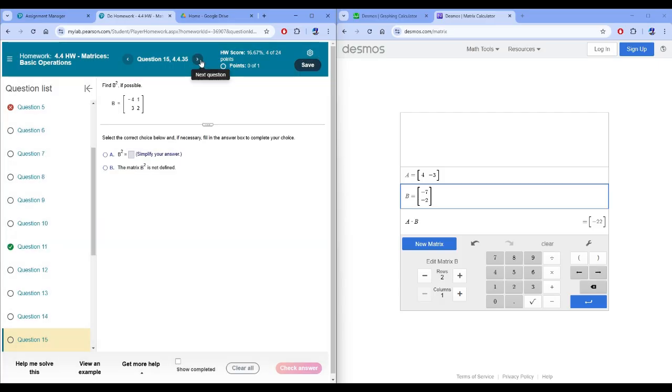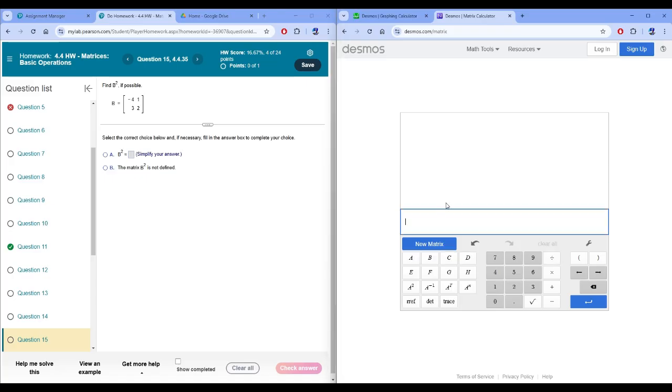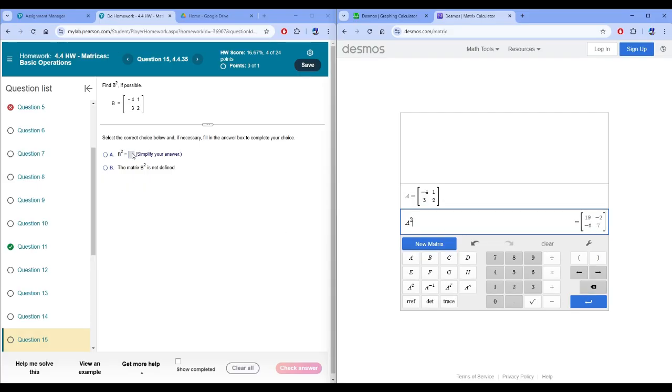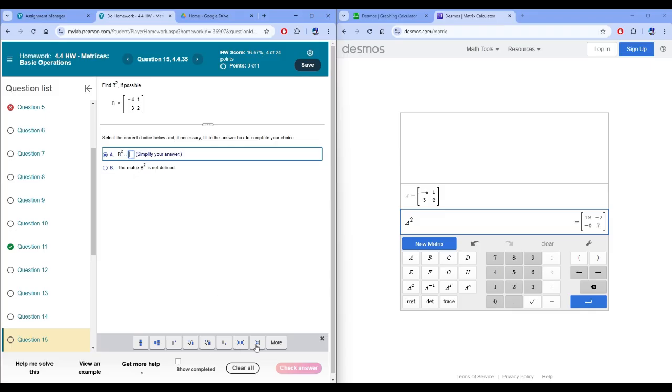Same exact. Oh, this one's b squared. I like that. Let's clear. So here, if I do a new matrix and it's a 2 by 2, so negative 4, 1, 3, 2, and then enter, what is A squared equal? A squared is a matrix that is a 2 by 2 of 19, negative 2, negative 6, and 7.